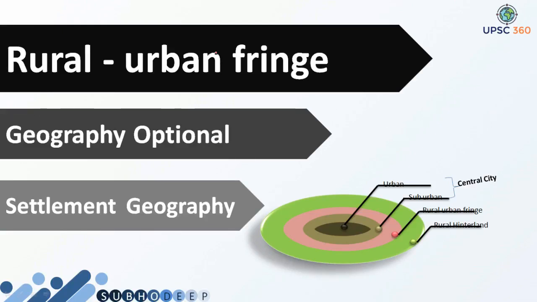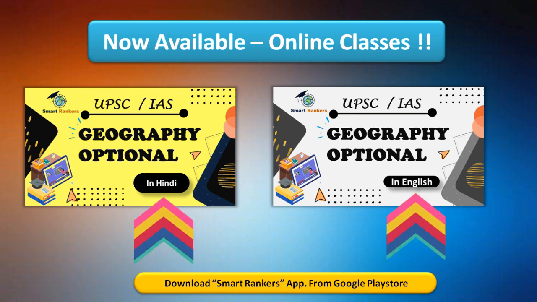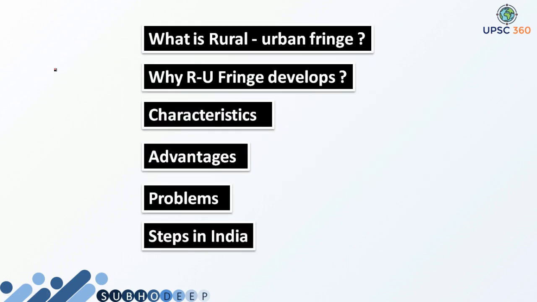In today's class, we are going to see the topic of rural-urban fringe. This topic in itself is very important. So before looking at the topics we are actually going to discuss, these are the previous year questions which we have already seen regarding this whole chapter.